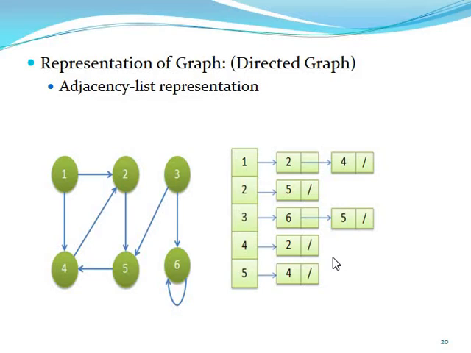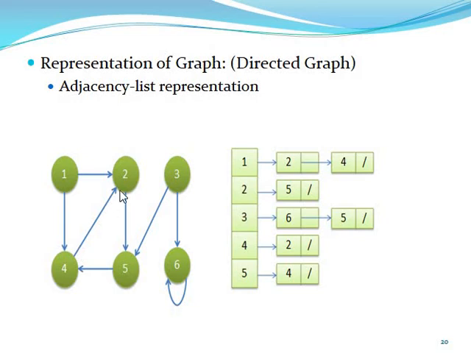Next we see the representation of the directed graph. So in the directed graph, 1 is connected to 2 and 1 is connected to 4, so we put 2 here and we put 4.